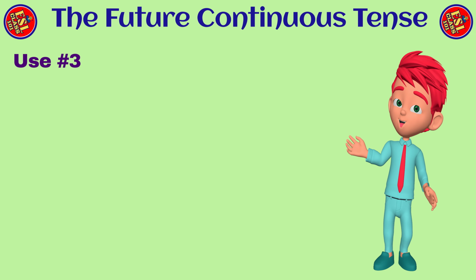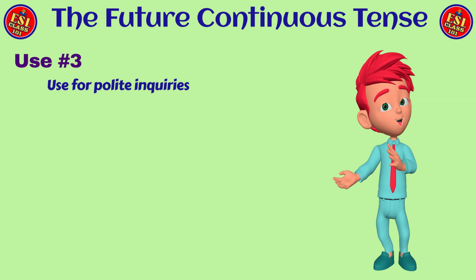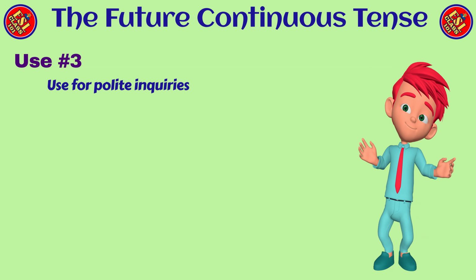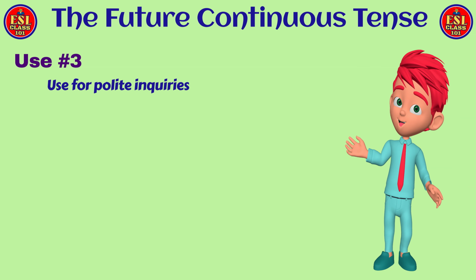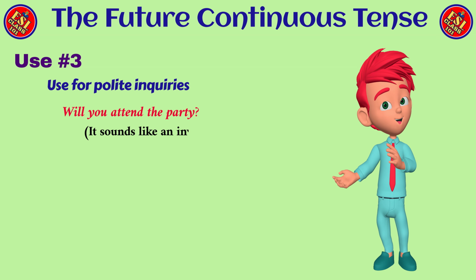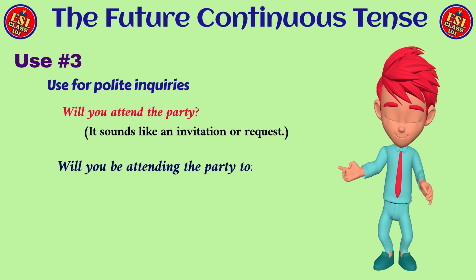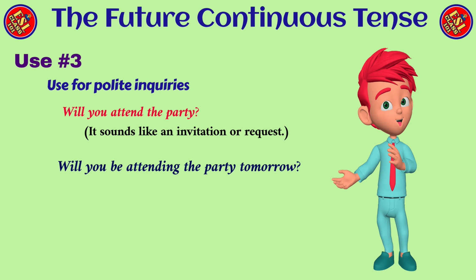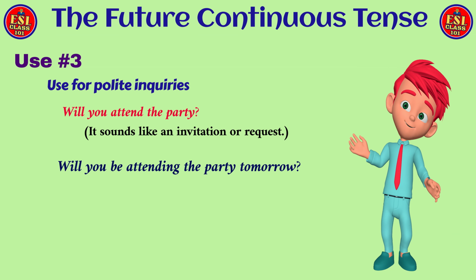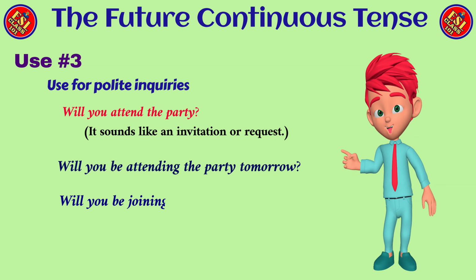The future continuous can also be used to sound more polite and less direct. Instead of asking, "Will you attend the party?" which could sound like an invitation or request, you can say, "Will you be attending the party tomorrow?" It's a subtle way to inquire about someone's plans without putting pressure on them. Here is another example.